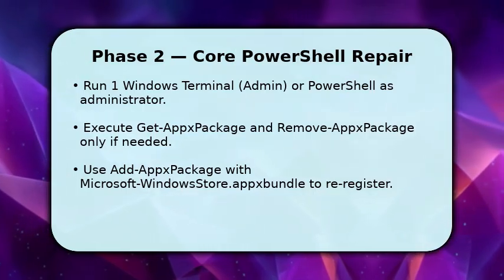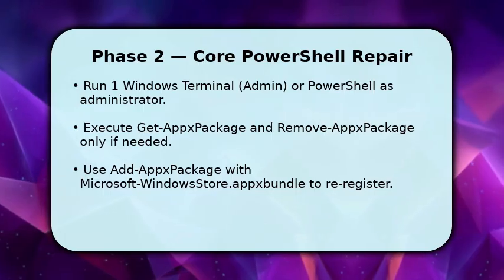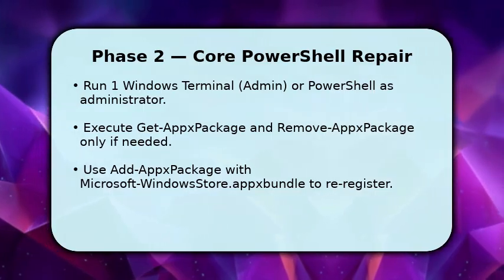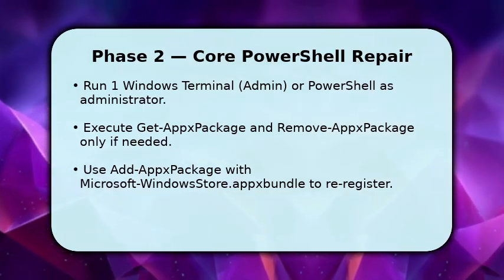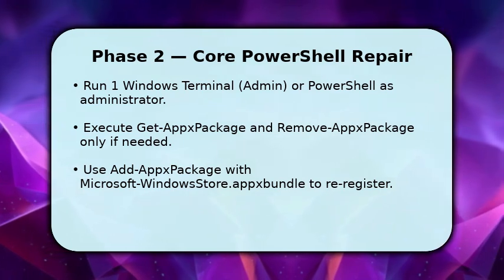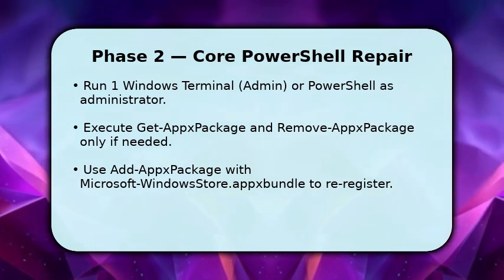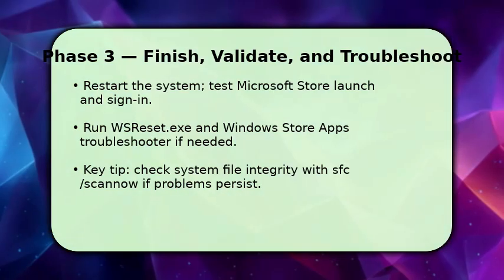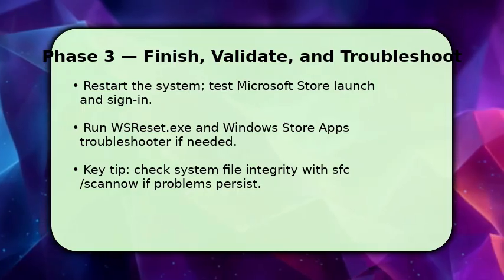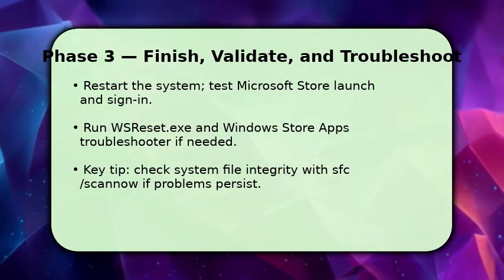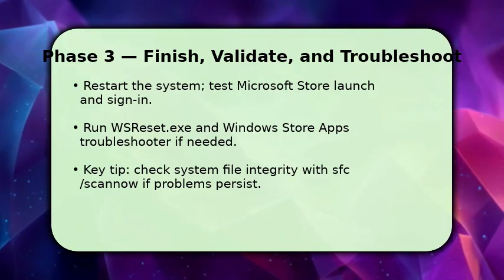apps. Next, navigate to C:\Windows\SystemApps or use the official apps bundle path, and after re-registering, restart Windows to finalize file registration and background service startup. Once rebooted, launch Microsoft Store and sign in, check app functionality, downloads, and updates.